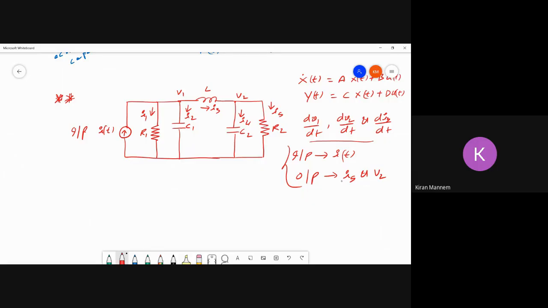And then let us write the KCL at this point. So apply KCL at the node here, at node 1. Let us say node 1 is this, and this is node 2. So apply KCL, that is I is equal to I1 plus I2 plus I3. So that is the first equation.